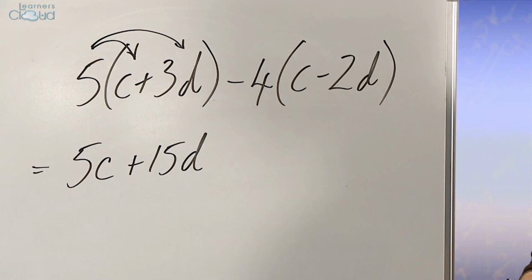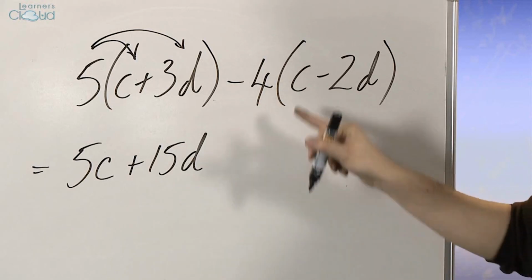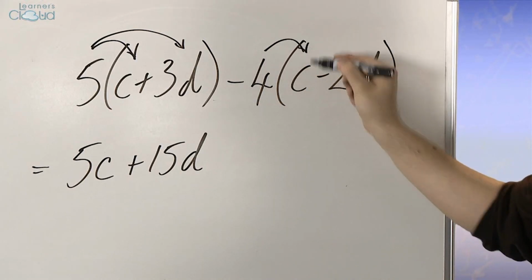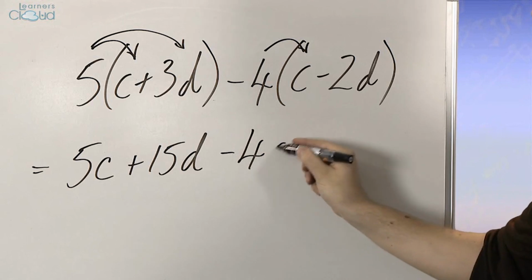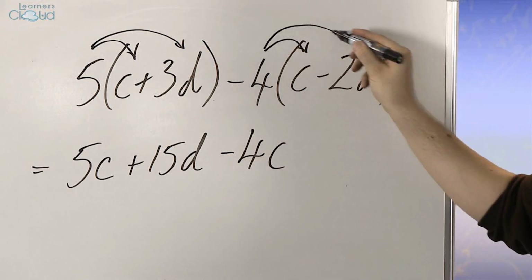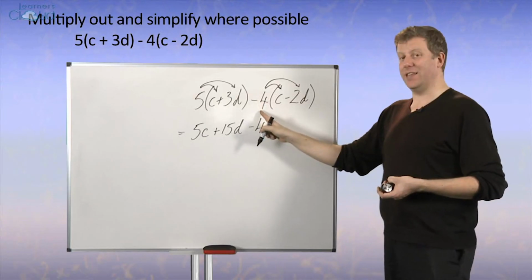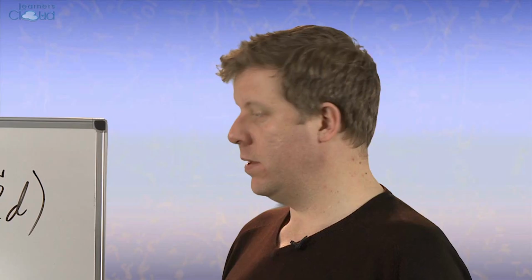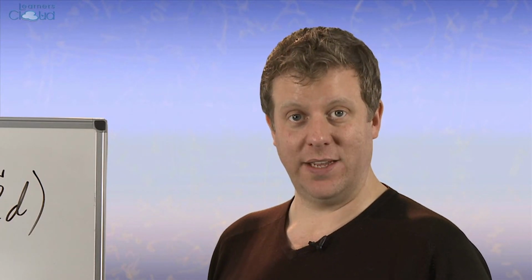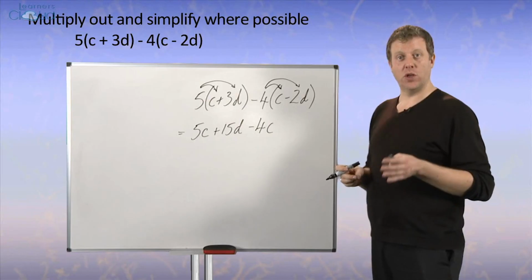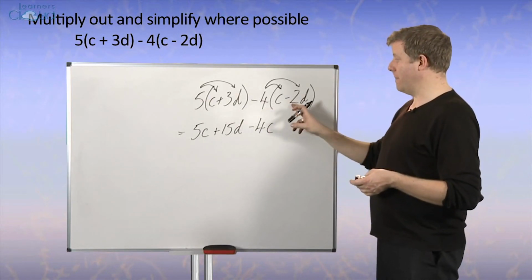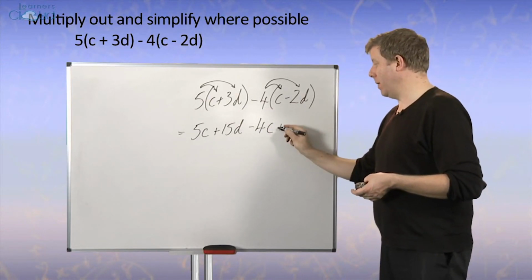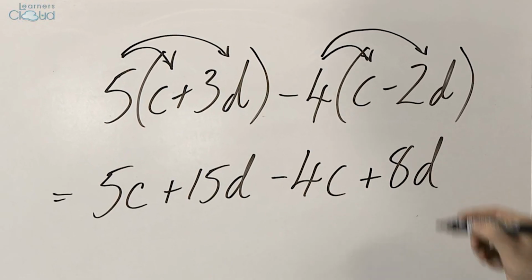Now, negatives again. Minus 4 multiplied by c gives me minus 4c. And now we've got to be careful because I'm doing negative 4 multiplied by negative 2d. Now you should remember from your work on negative numbers that a negative number multiplied by a negative number gives you a positive answer. So minus 4 multiplied by minus 2 is going to give me plus 8d.